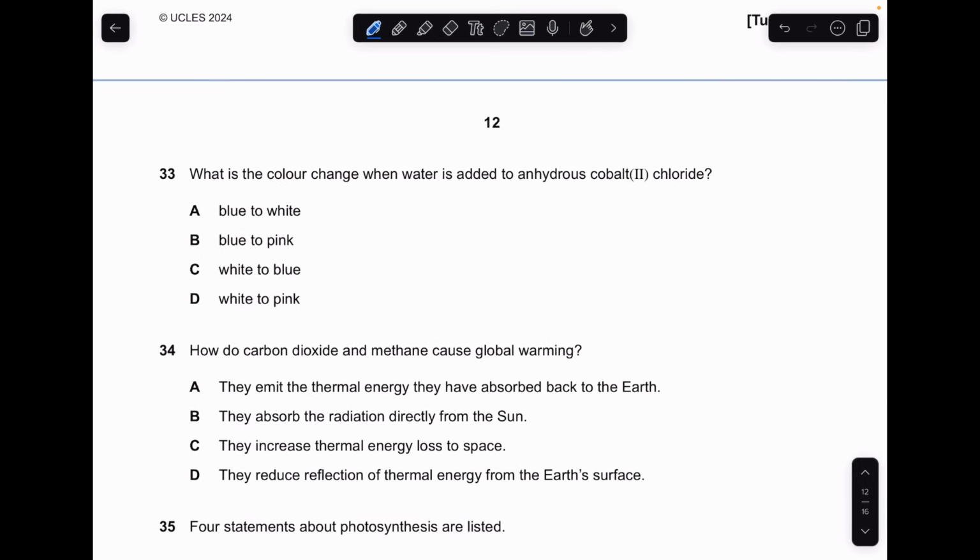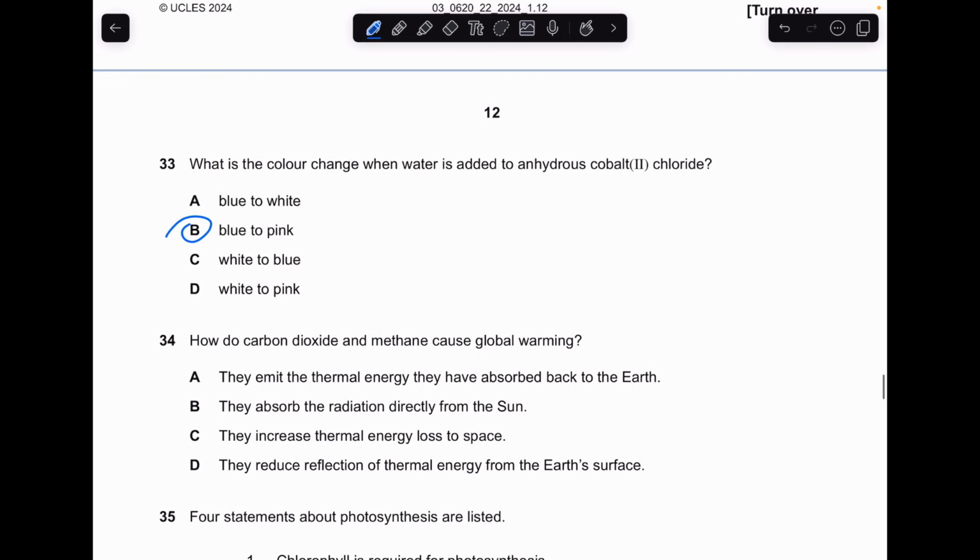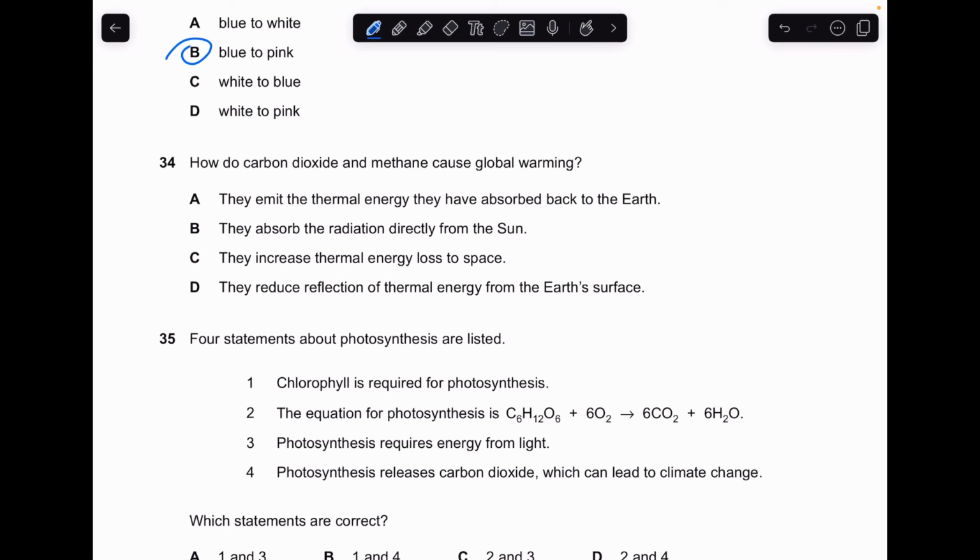Question 33. We have to state the color change of cobalt chloride when water is added, which is blue to pink, so B. Question 34. How do carbon dioxide and methane cause global warming? They emit the thermal energy they have absorbed back to Earth. The thermal energy comes from the sun through radiation, which is absorbed by these gases, and they reflect it back to the Earth's atmosphere and surface, hence heating up the Earth's surface, which is A.